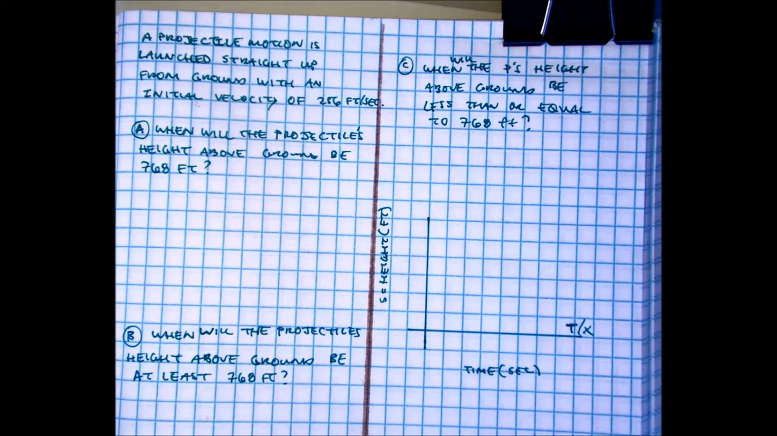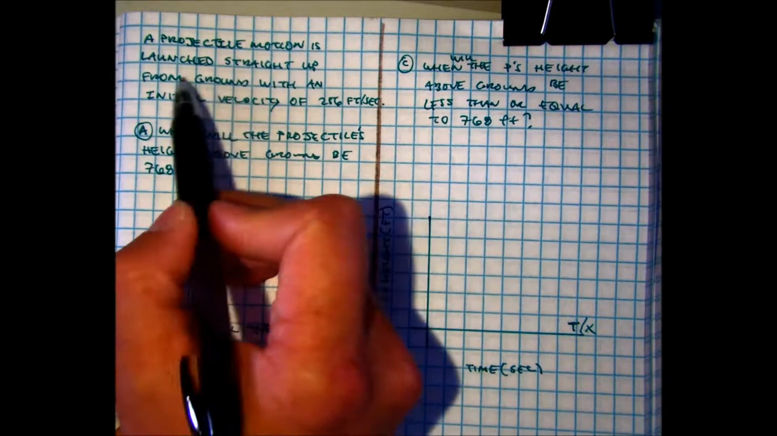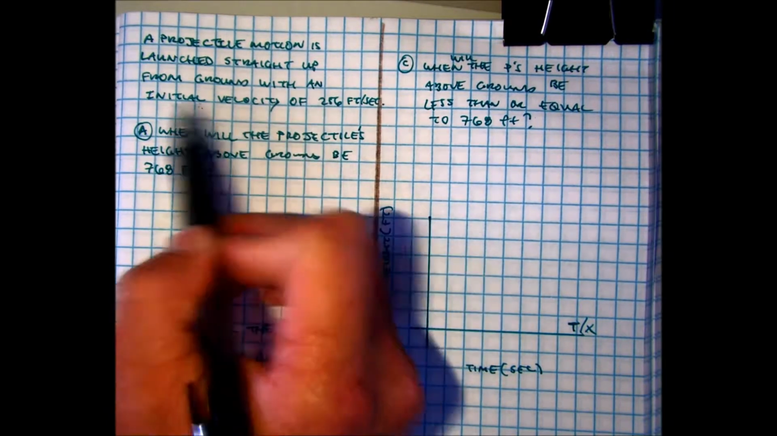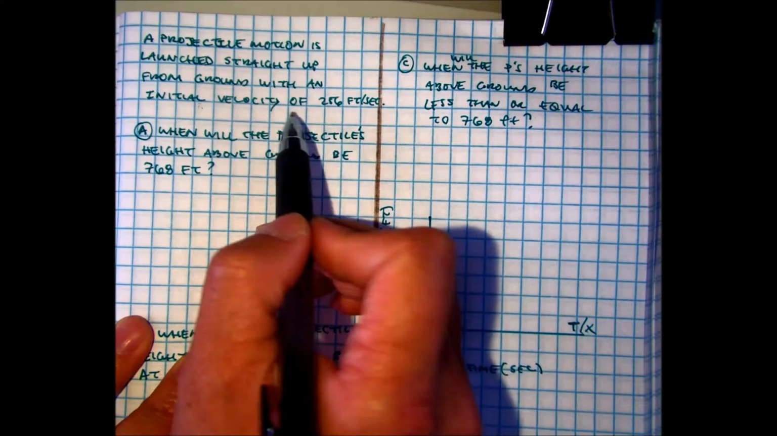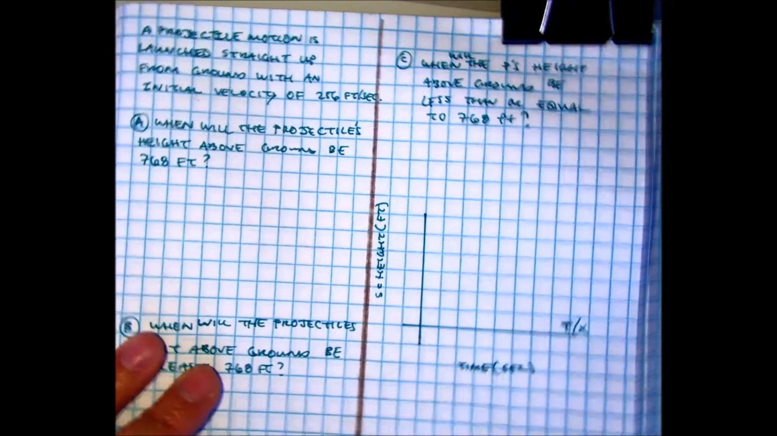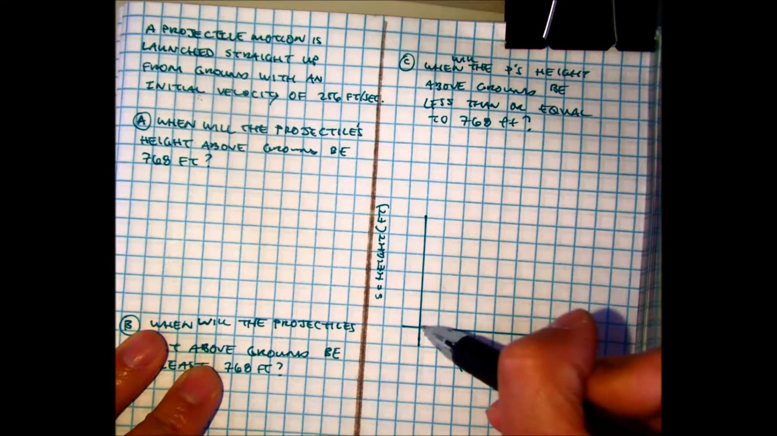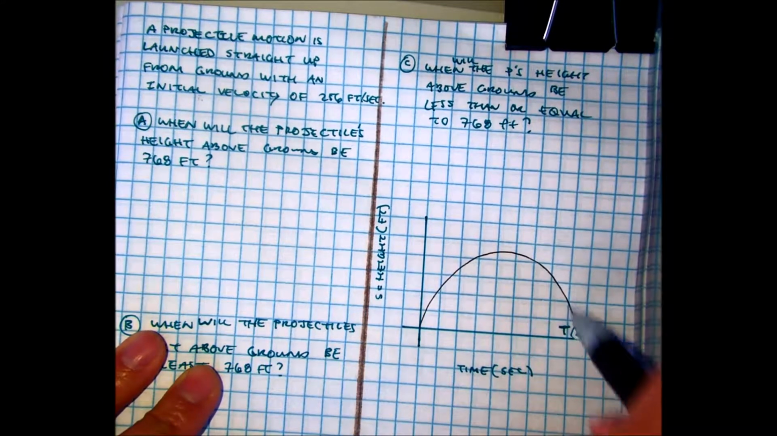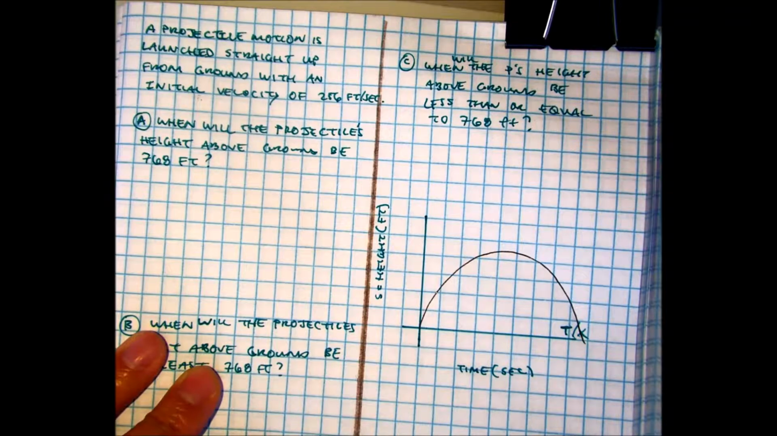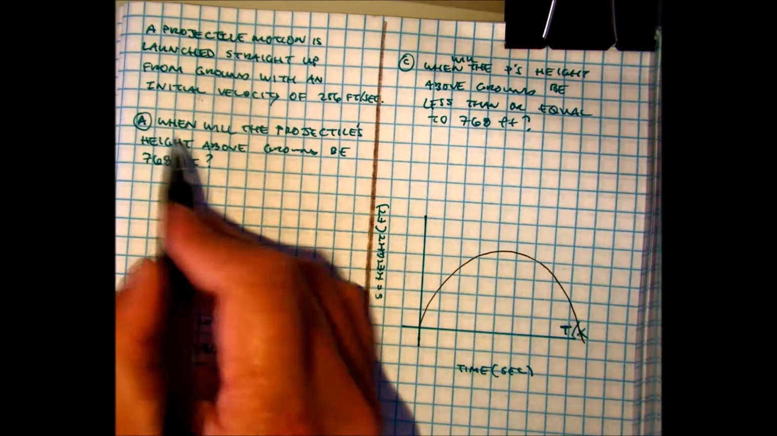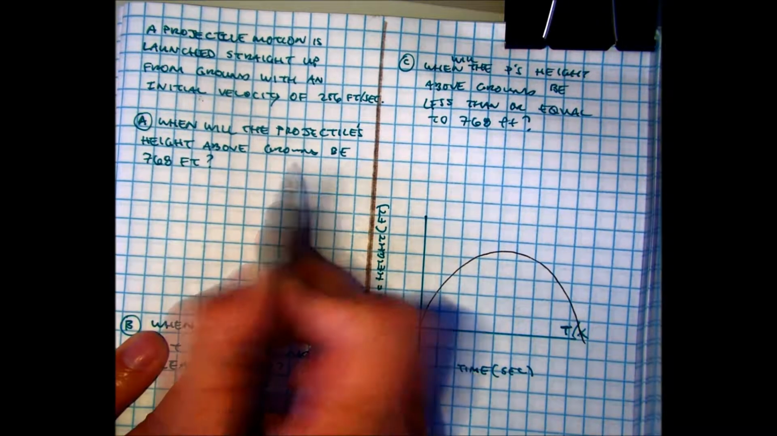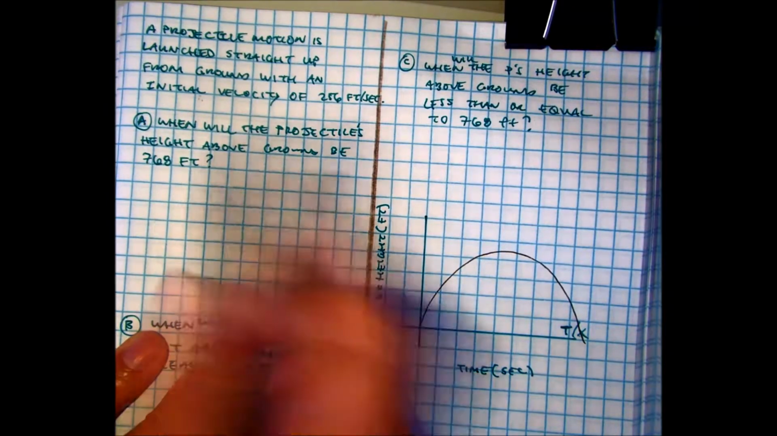Let's go over this problem. A projectile is launched straight up from the ground with an initial velocity of 256 feet per second. Remember, it's not launched vertically and then comes down. It's going to make a parabola. When will the projectile's height above ground be 768 feet?